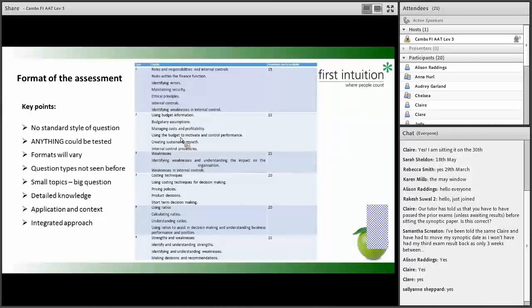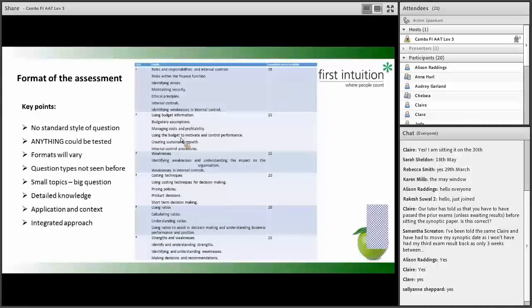Formats will vary, the way information is presented to you. You could be presented with a budget in a format that you've not seen before, and you may have to step back from it and think about what it is that I'm actually given here. Question types that you've not seen before, particularly written responses. So you could be asked to prepare something like briefing notes, and you may not have seen briefing notes before. It's thinking about who I'm providing them to, for what purpose, what information they would need. As I mentioned, small topics could be a big question.